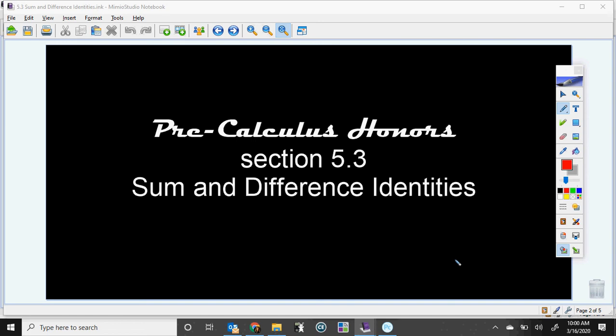So we're going to start 5.3, our sum and difference identities. We are going to introduce 3 new identities today. These are found on your identities paper, close to the top right-hand corner, just underneath the half-angle formulas. So sum and difference.